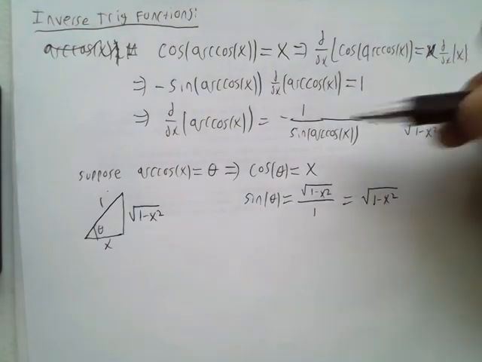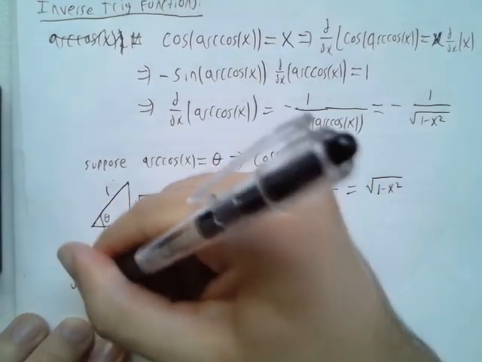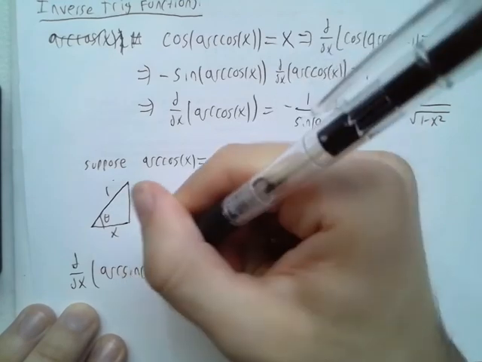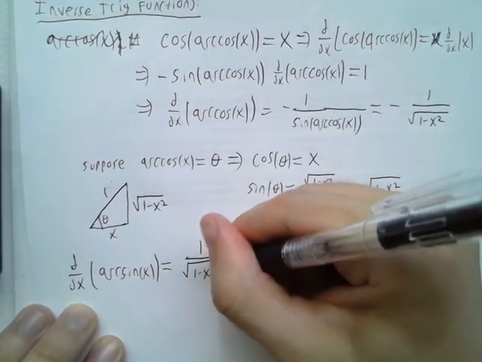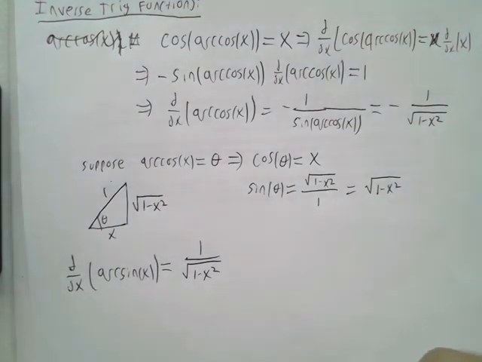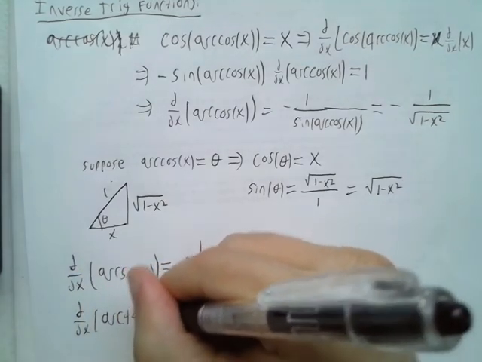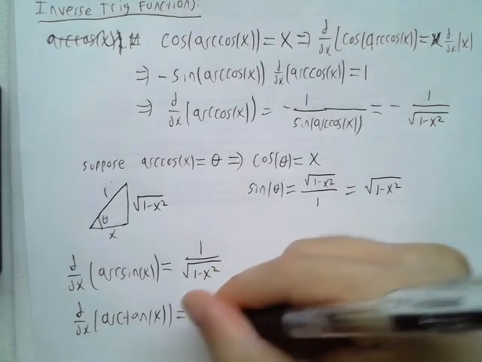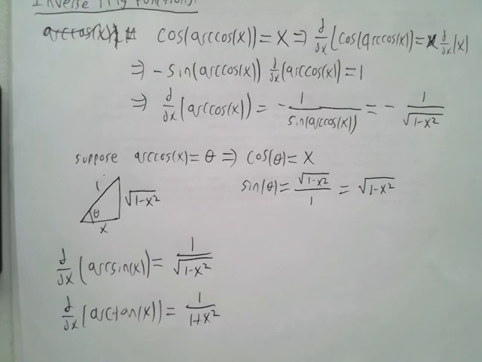Similarly, we can find that the derivative of arc sine is equal to 1 over square root of 1 minus x squared, now with a positive sign. And we can find that the derivative of arctangent of x is equal to 1 over 1 plus x squared. And if you were really interested, you could find derivatives of other inverse trig functions as well, but these are the ones that you most commonly see.